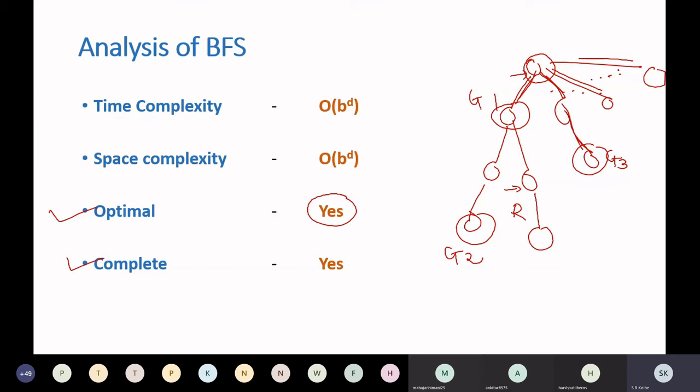Therefore, since the number of rules is finite, a search tree will not have infinite breadth, or B will not be infinite. Therefore, the algorithm will always give you the solution, and therefore it is complete. Right? This is the answer.